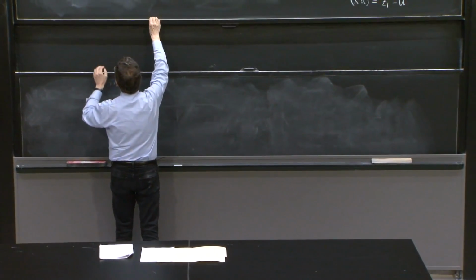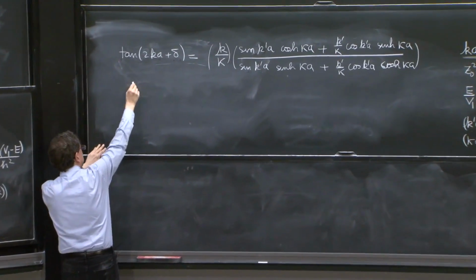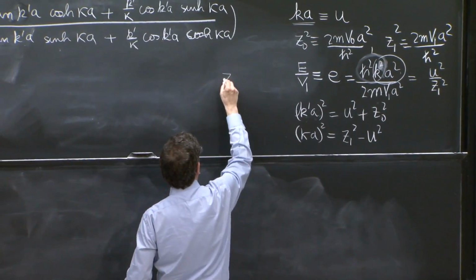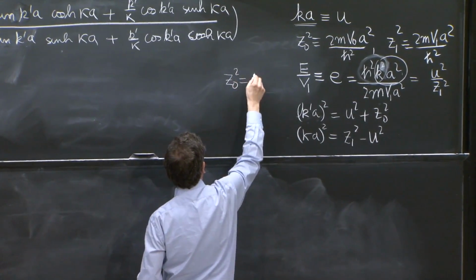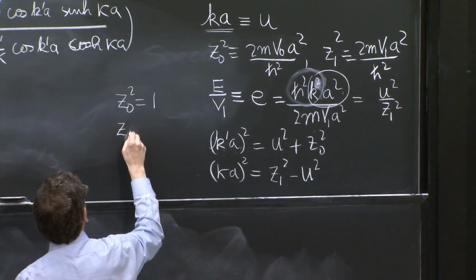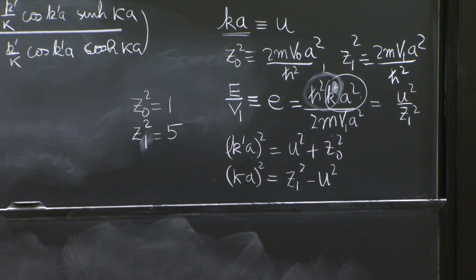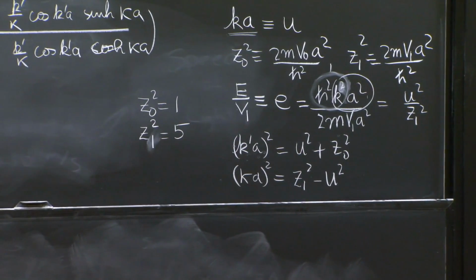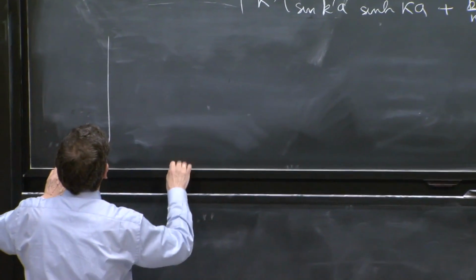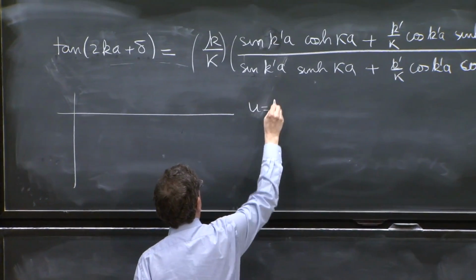Maybe I should start here. Okay, I'll start here. Oh, if I'm going to plot, I have to choose things. So we will choose z0 squared equals 1, or z0 equals 1, and z1 squared equals 5. So we put a big barrier there. And now let's plot delta as a function of Ka or u.